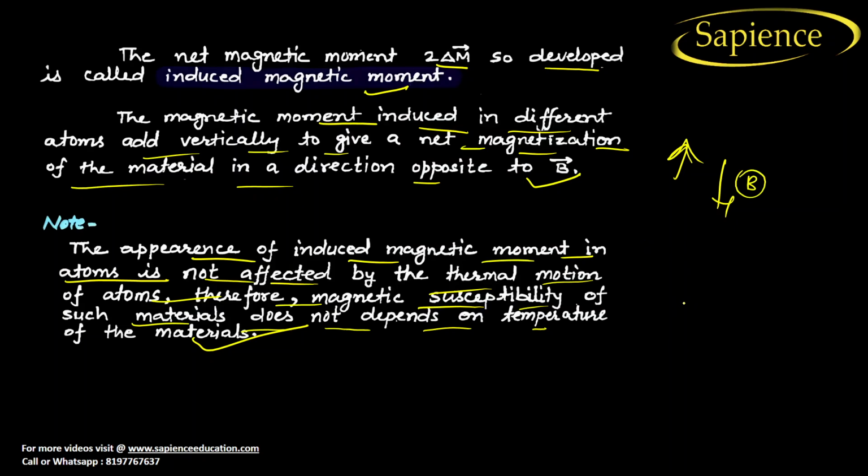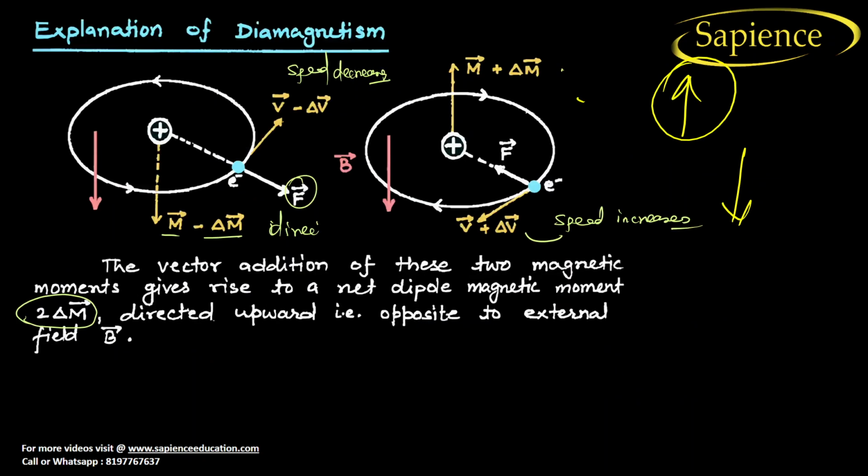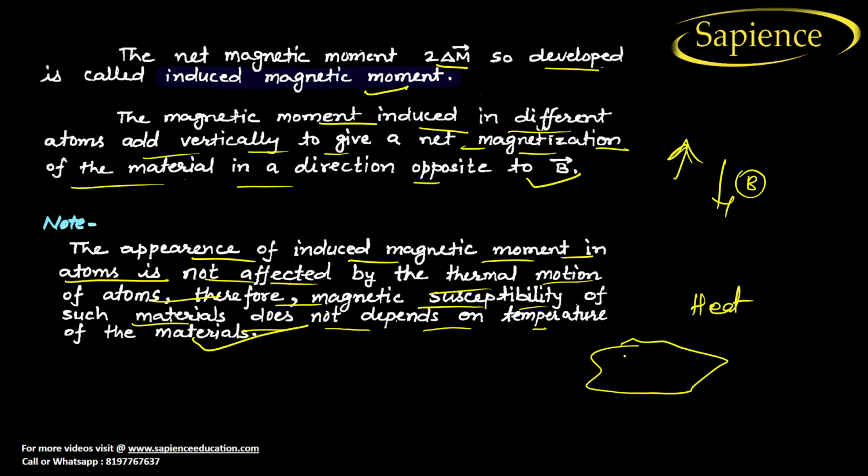Now one more thing is that when you heat any diamagnetic substance, then what will happen? When you heat a diamagnetic substance, what will happen?